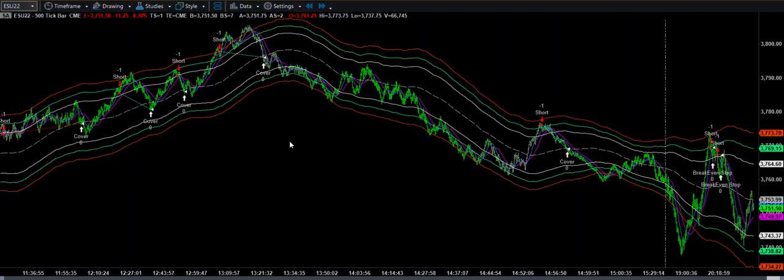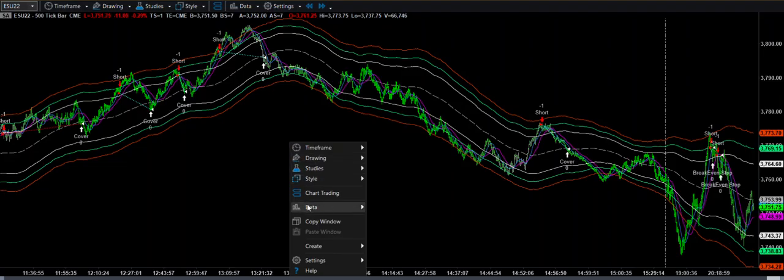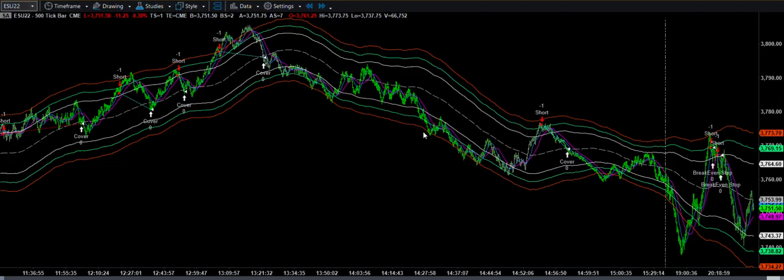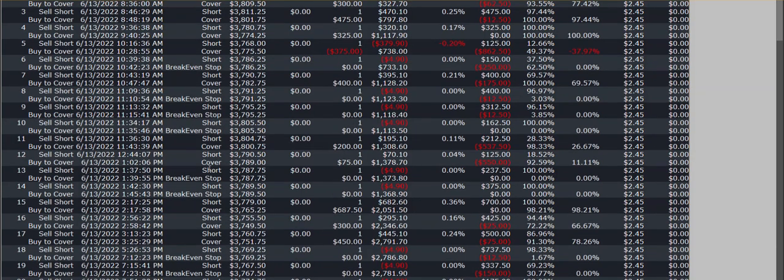Now, what I'm going to do is show you the report. Go down to data, go to strategy performance report. Now this one I started running this one. You can't see it because it's a little bit above the window here where I'm recording.